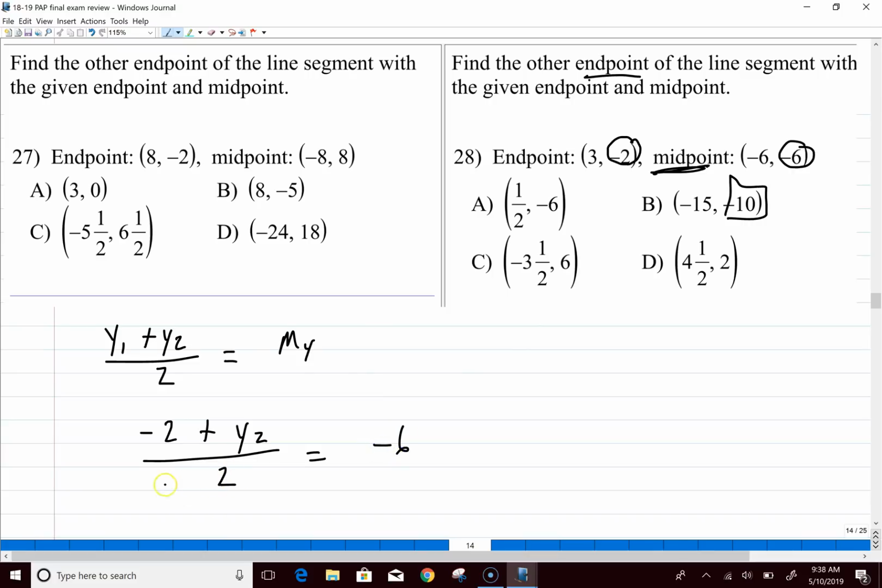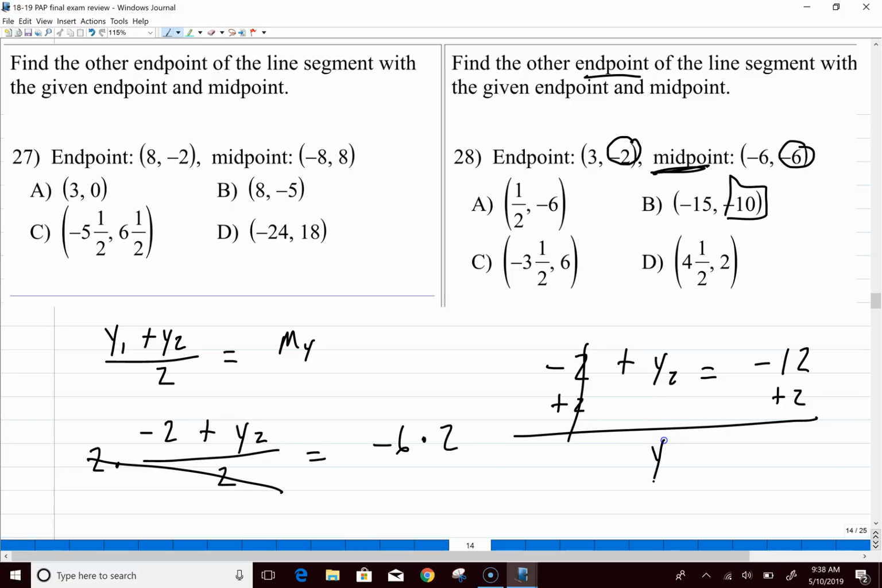How do you get rid of a divided by 2? You times 2. Let's cancel. You have -2 plus the Y2 is equal to -6 times 2 is -12. How do you get rid of a -2? You add 2. So the Y that you're looking for is -12 plus 2, which is 10. I mean -10, hello. Right there. Either way, answer.